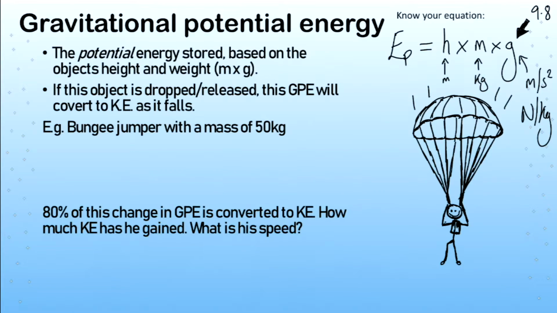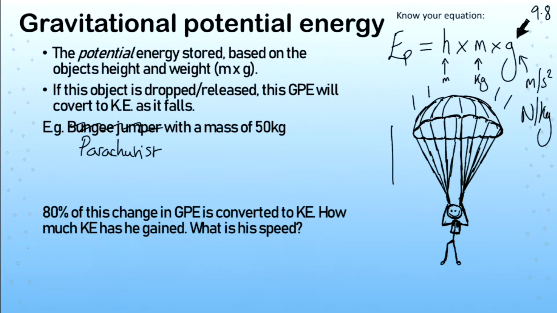So if it's dropped, it's going to release that energy as kinetic energy as it falls, and so the object will be gaining acceleration because it's gaining kinetic energy. So if we have a bungee jumper, I was going to go over a bungee jumper, but it's a bit more complicated, so I've drawn a lovely little parachutist instead, so ignore that a little bit. We'll go for a parachutist, and if he jumps out of an aeroplane, he has a mass of 50 kilograms.